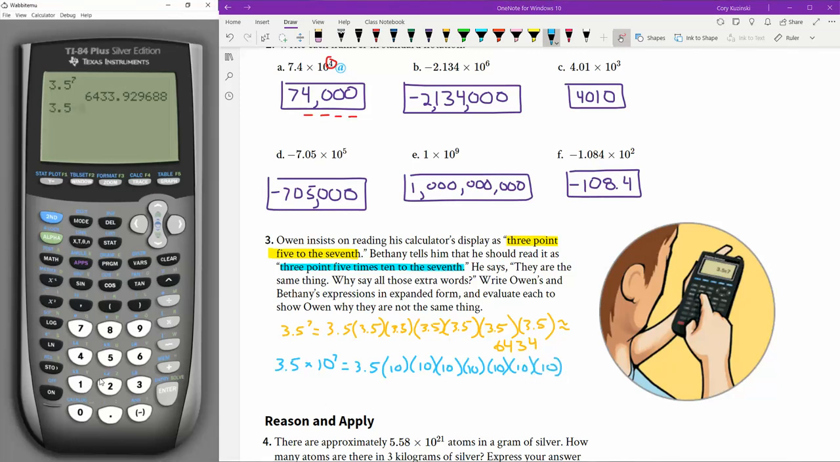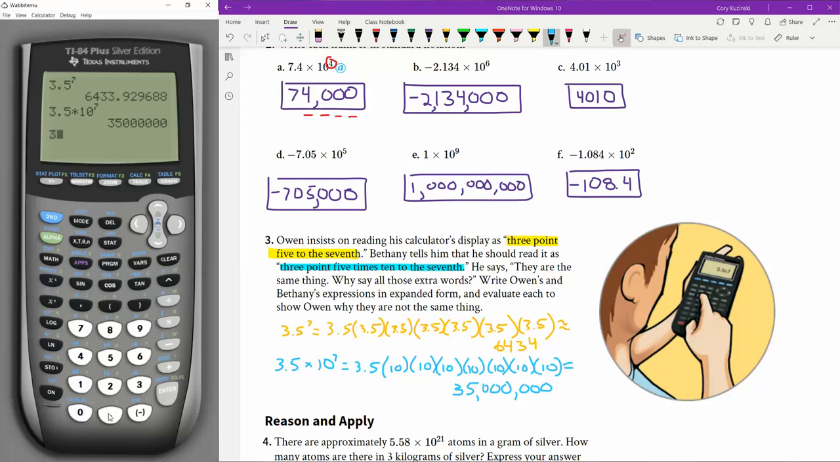So 3.5 times 10 to the power of 7. That's a slightly different thing there, Owen. 35, how many zeros? 1, 2, 3, 4, 5, 6. 35 million. A little bit different. So Owen, not quite, buddy.